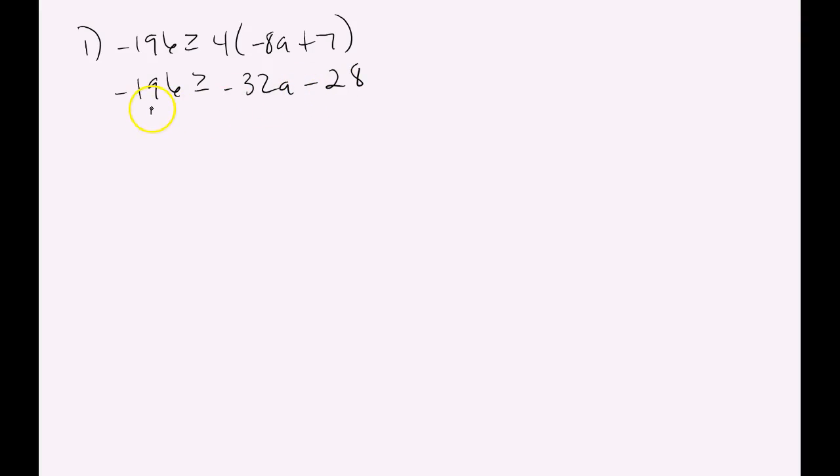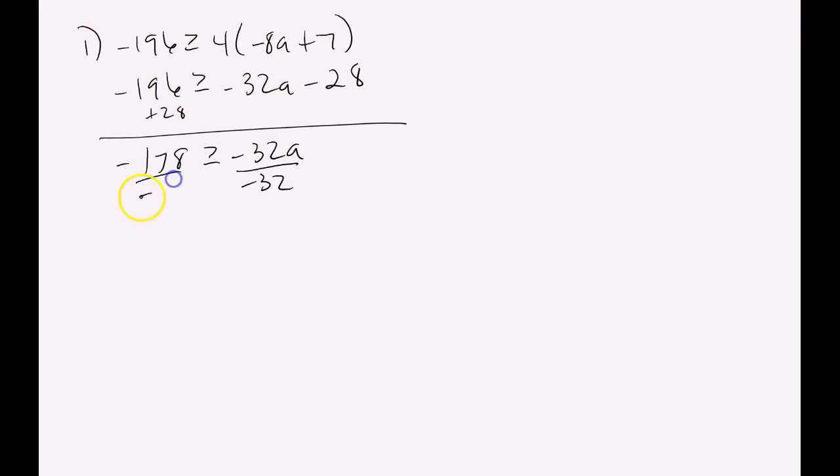Alright, let me add 28 to both sides, and I'm going to get... Ooh, that's a negative. So I'm actually subtracting. So that's a negative 178, and that's a negative 32a. Okay, I'm about to divide by a negative, so big drum roll moment. I need to switch that sign in the middle, okay?